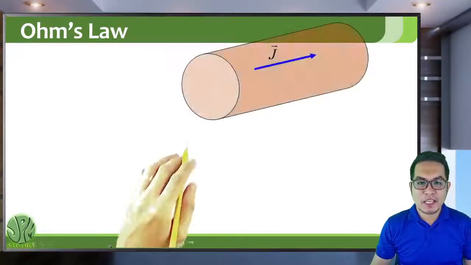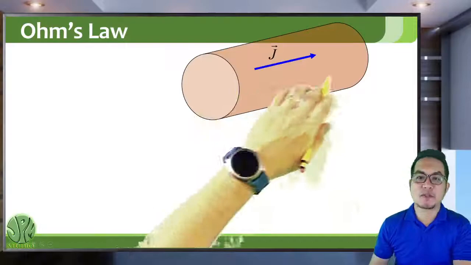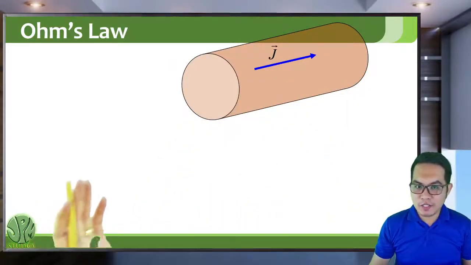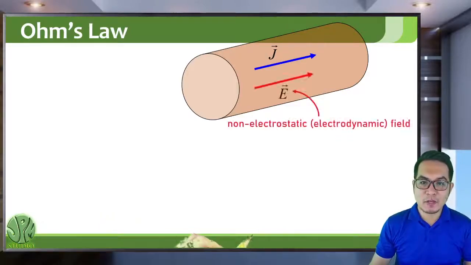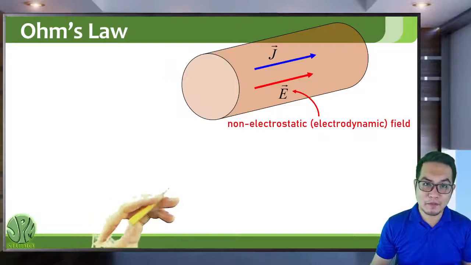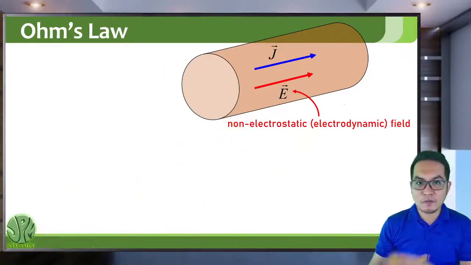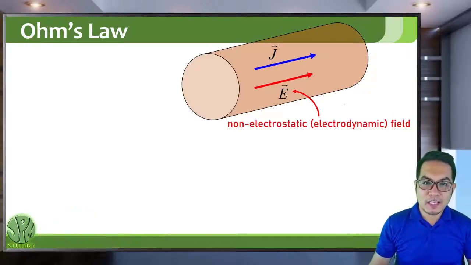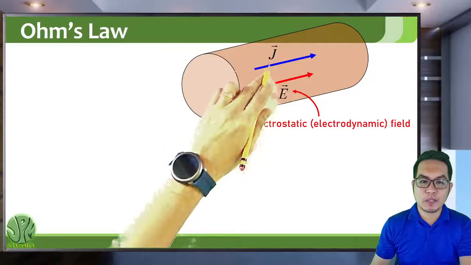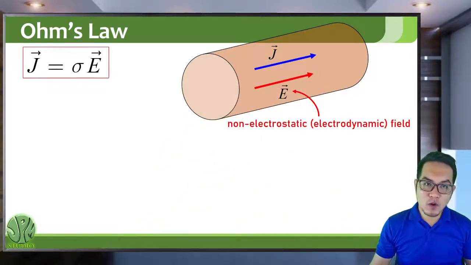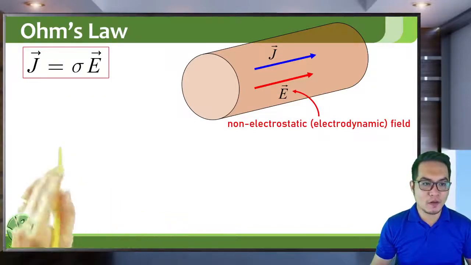So when you have a material and current flows through that material, say with current density J, the reason why charges flow through that material is because there is a non-electrostatic field or an electrodynamic field. So this electrodynamic field is actually the one pushing or pulling the charges, causing them to flow. Now the relationship between the current density and the electric field is given by Ohm's law.